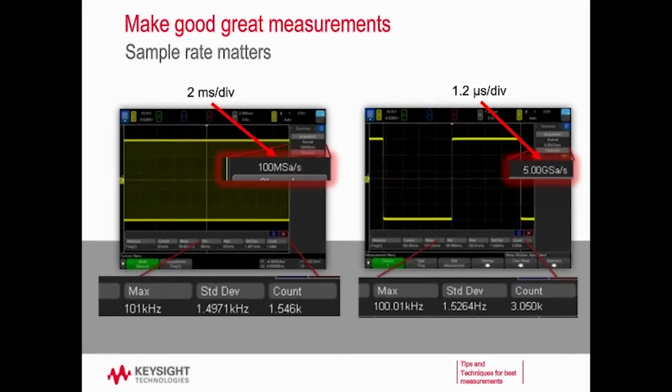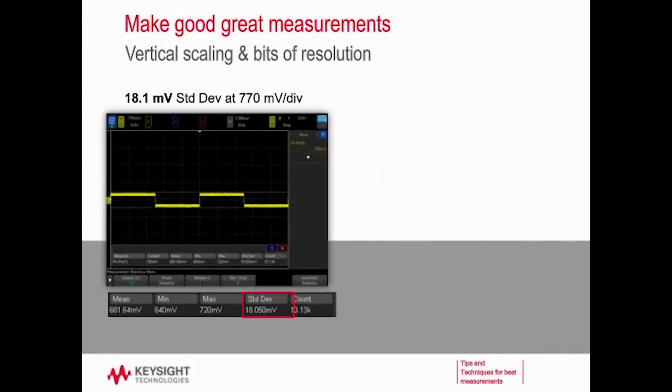So you can see here, by zooming in on the signal, I was able to maximize my sample rate, and I was able to get a much better frequency measurement, with only 1.5 hertz standard deviation instead of that 1.5 kilohertz standard deviation. And by zooming in, I was able to really characterize this clock chip and make sure it's functioning the way I expect it to. So horizontal scaling is very important when you make measurements, especially if you want to make a great measurement.